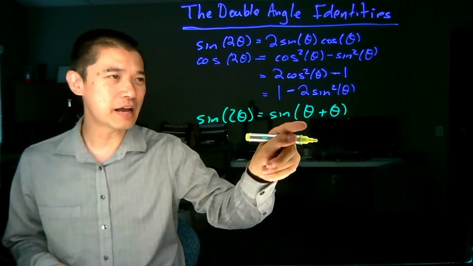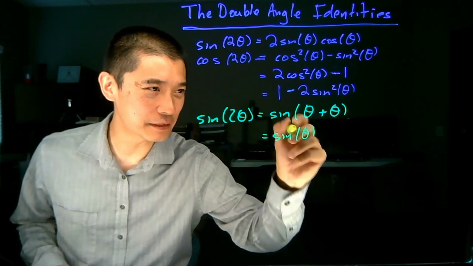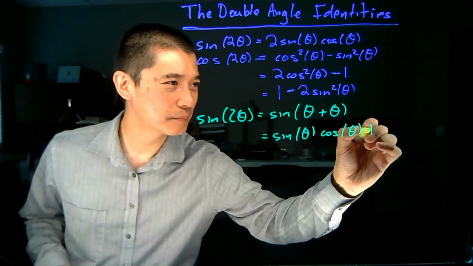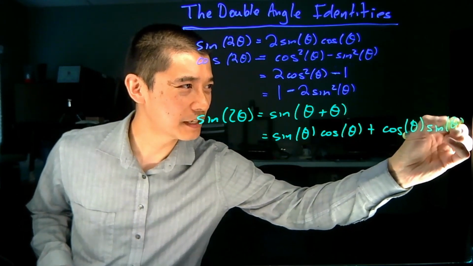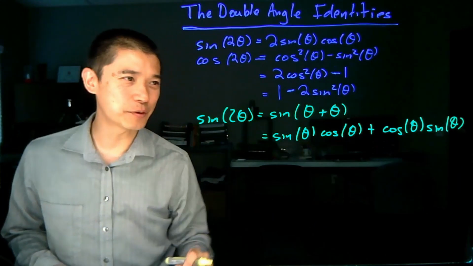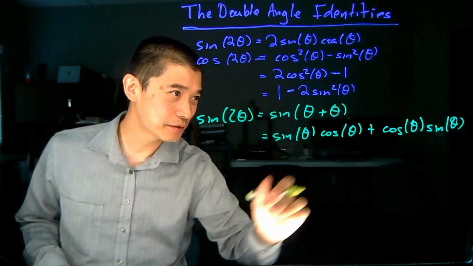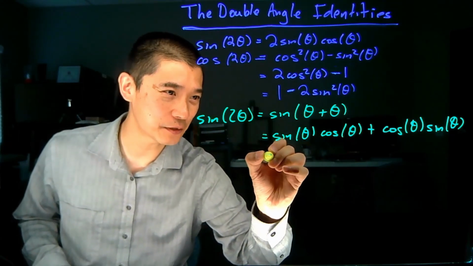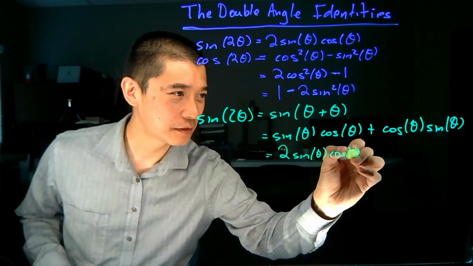So sine of alpha plus beta is going to be sine of alpha, in this case that's just theta, times cosine of beta, plus cosine alpha sine beta. And again, in this case, alpha and beta are both theta, so theta is everywhere. Well, sine theta, cosine theta, sine theta, the commutative property lets you swap the order, and you see that these are like terms, so we have 2 sine theta cosine theta.